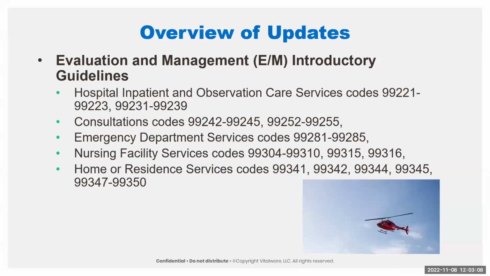So the high-level overview is that there are changes to the hospital inpatient and observation care services codes, and we'll have some of the descriptions in some slides later. There are some changes to the consultation codes. This is also going to affect the emergency department codes, nursing facility, home and residence. So these are the other outpatient evaluation and management services.